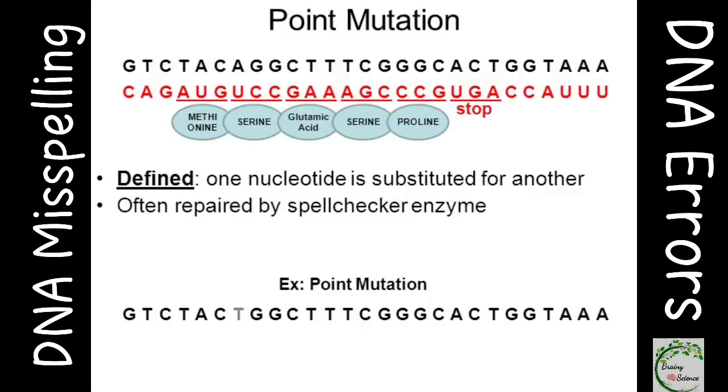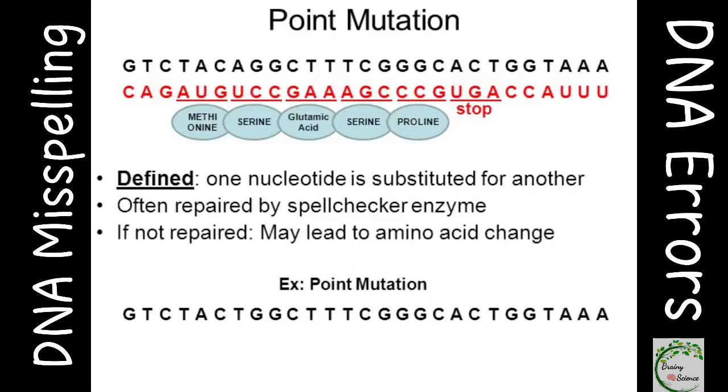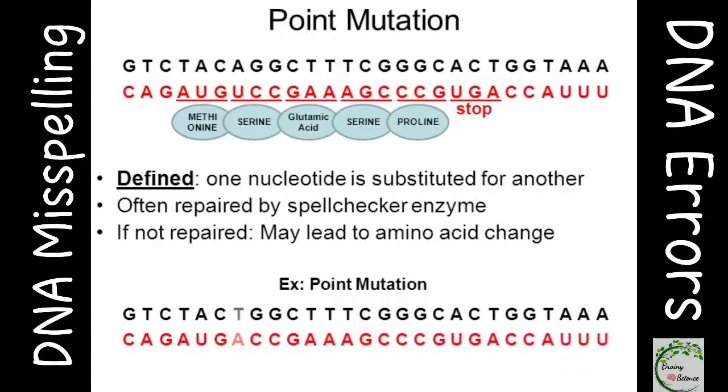One thing I want to mention is that misspellings or errors or mutations like this are often repaired by spell checker enzymes, but what I want to show you today is what happens when they're not. This might lead to a change in amino acids, which could have a drastic impact on the overall protein. So through the process of transcription, the red letters are forming, that's messenger RNA being formed. The messenger RNA will break away and move to a ribosome, and I'm going to underline, starting with AUG, every three nucleotides. And so the ribosome will read the codon AUG, transfer RNA will deliver methionine, just like we see above.